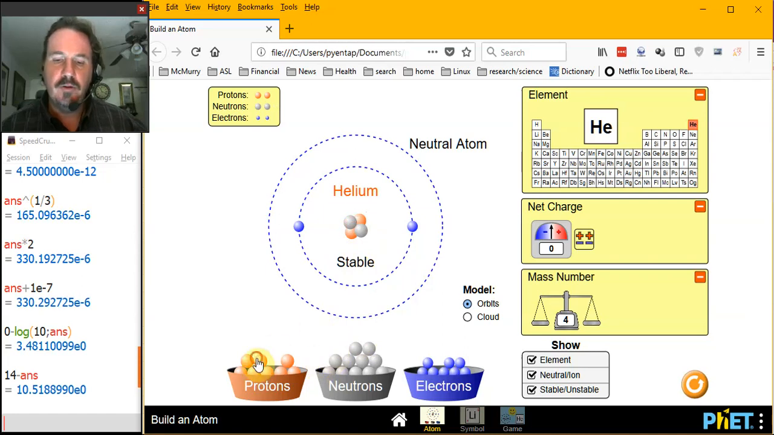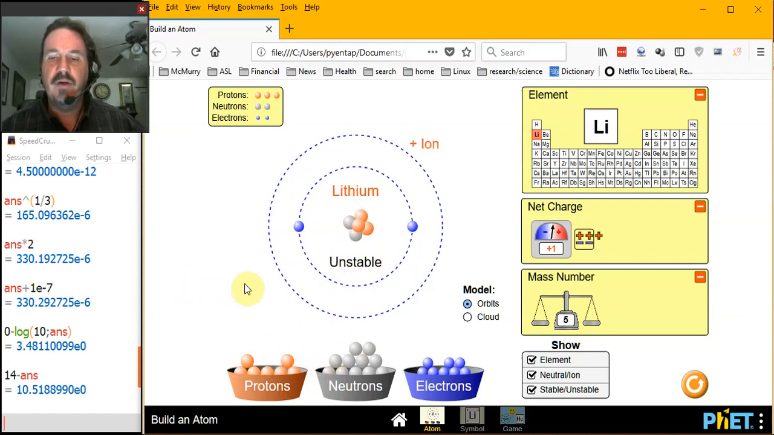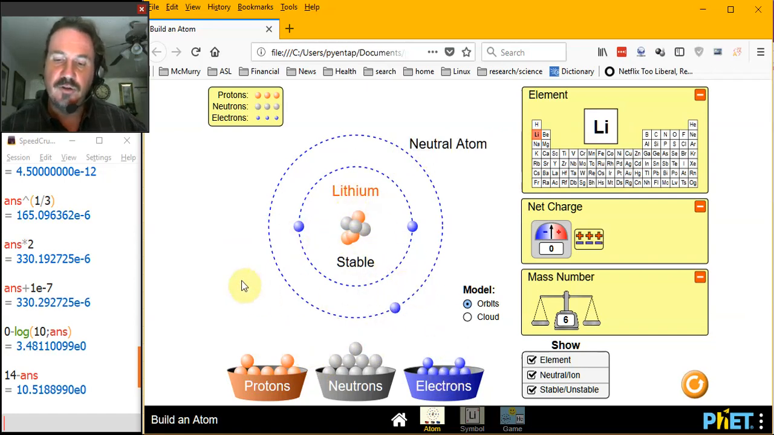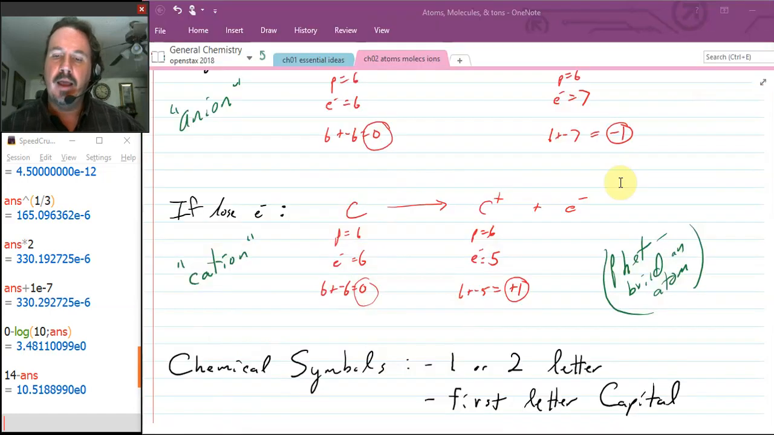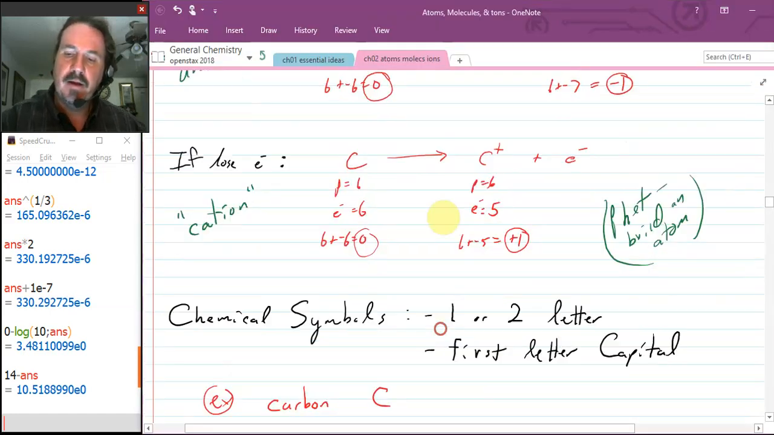All right, let's go a little more. Here's another proton here. Now we've got 3 of them. We need some glue. Need some neutrons in there. All right, now we've got a stable lithium. It's an ion because, well, there's 3 protons and only 2 electrons. Let's make it an actual neutral atom. There we go. 3 electrons, 3 protons. Now it's neutral. All right, so you get the idea. Build an atom is kind of fun to play with, and you can get a sense of where those particles are in an atom.